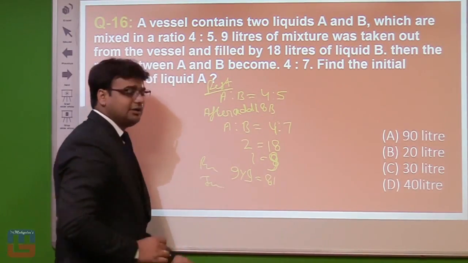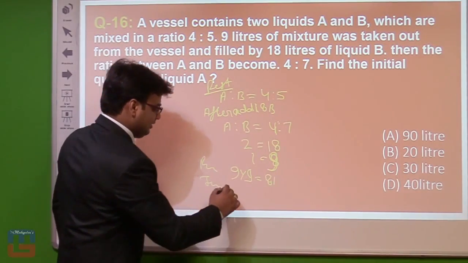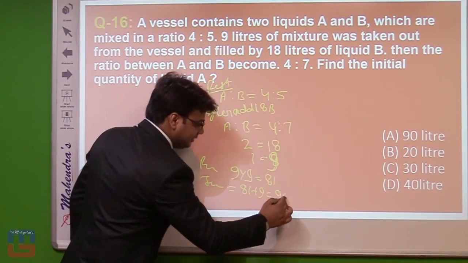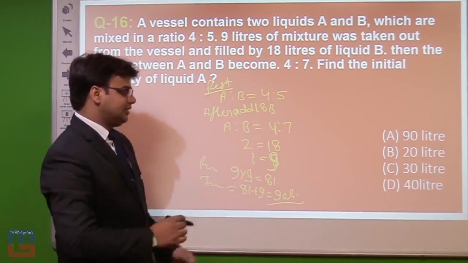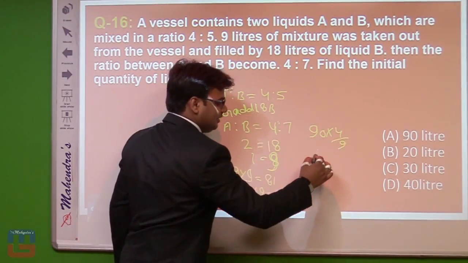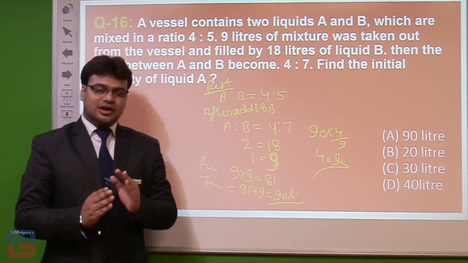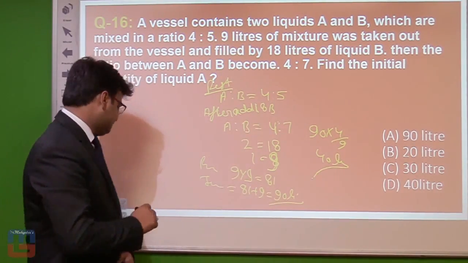If we require the initial mixture, the 9 liters of mixture taken out in the initial stage, it is how much? 81 plus 9, that is 90 liters. We require how much A in the initial stage? That means A in the initial stage is 90 times 4 by 9, that means 40 liters. We check 40 is available in which option. It is available in our fourth option, so the correct answer is fourth.